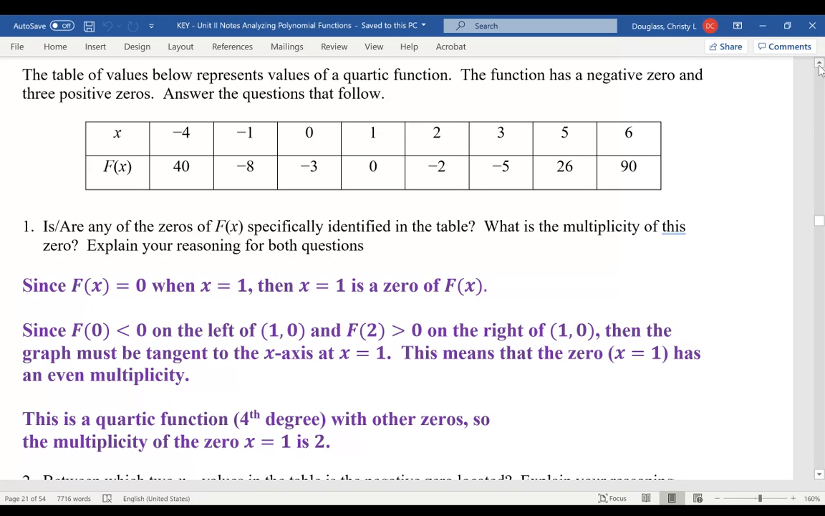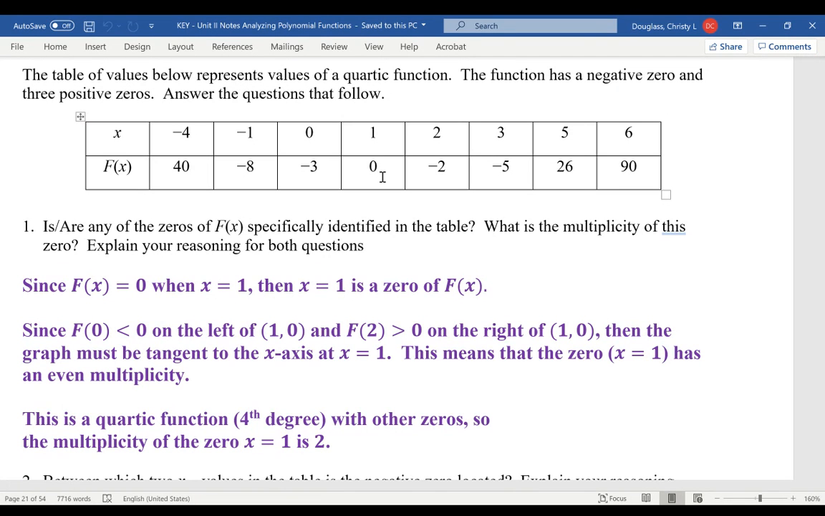So let's first look for a zero in the table. A zero is where the y value is 0, a point on the x-axis. So this point right in the middle of the table, 1, 0, is a 0. Now, the point to the left of it, 0, negative 3, is not a 0. This is a y-intercept, and we're interested in x-intercepts. Since f of x equals 0 when x equals 1, then x equals 1 is a 0 of f of x. So that is explicitly shown in this table. Of the 4 possible zeros, we've found one of them. It's a positive 1.